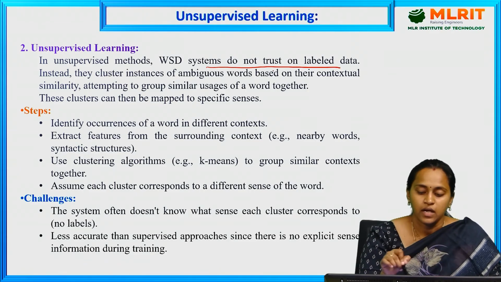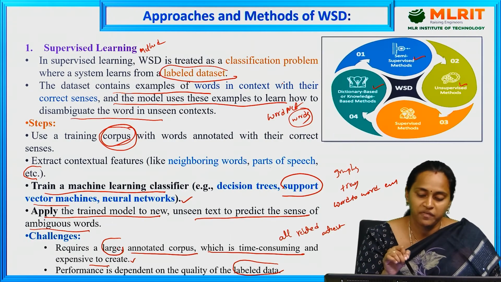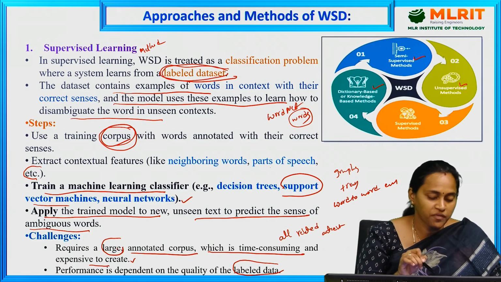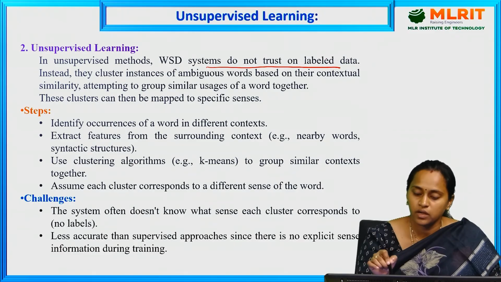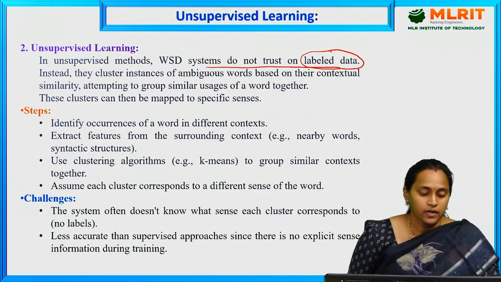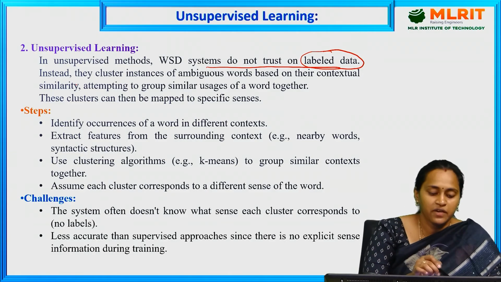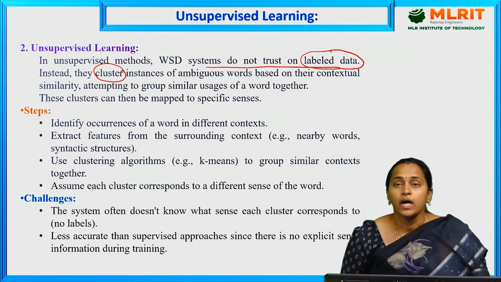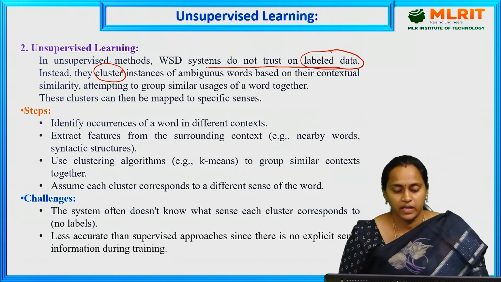Supervised learning depends on the labeled data set. Unsupervised learning does not depend on labeled data. This is quite the opposite of supervised learning. Instead, here we find out by using clusters, that means grouping of text. Cluster means grouping of text.